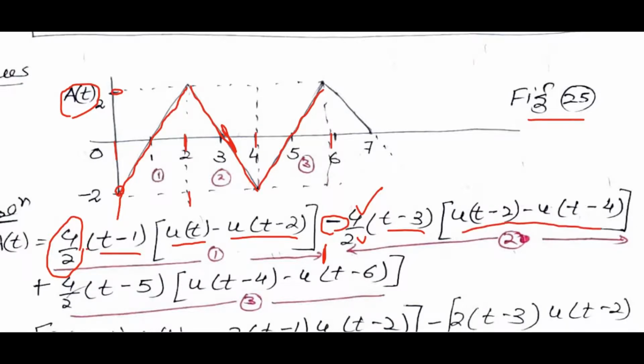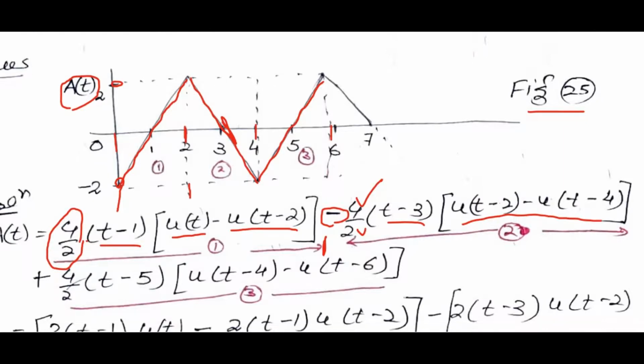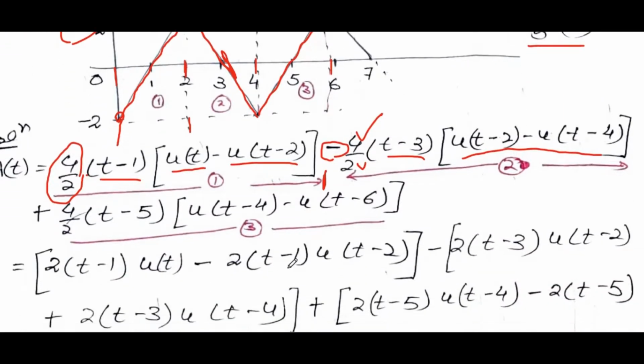And the third part will be slope, similarly 4 by 2 positive, and ramp function shifted intersecting at 5, so t minus 5. A gate function from 4 to 6 will be u of t minus 4 minus u of t minus 6.